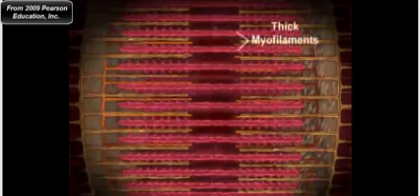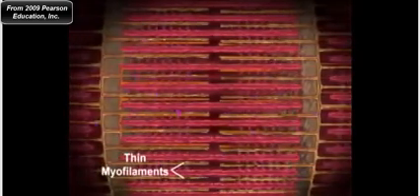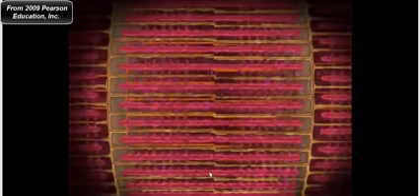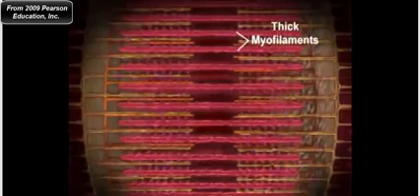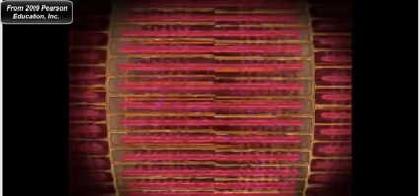Okay? So here they're showing the thick filaments. The thick filaments are going to be the myosin. The thin filaments are going to be the actin. Okay, and notice what happened. Let's go back and watch that process again. Notice how the sarcomere is shortening toward the M line.